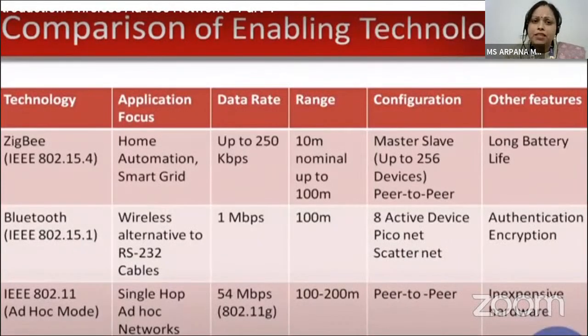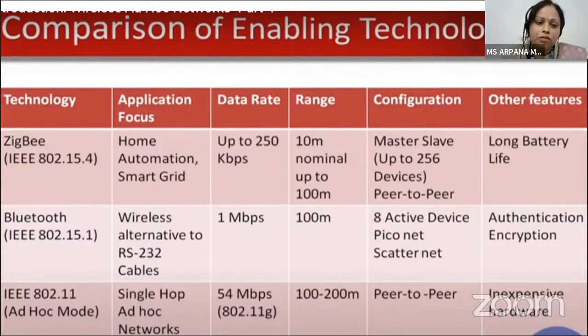This is a comparison of enabling technologies of wireless ad hoc networks, mobile ad hoc networks. The first technology is Zigbee, the second is Bluetooth, and the third is IEEE 802.11. We have already discussed Zigbee. We know the Zigbee data rate is up to 250 kilobits per second and the range is 10 meters, nominally up to 100 meters.